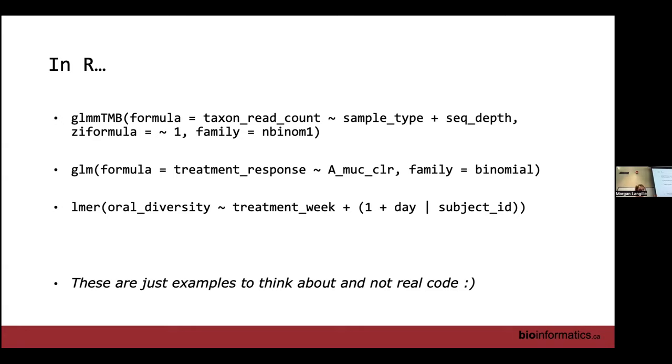And then at the bottom, we've got the mixed effect models with alpha diversity being the response variable. Treatment week would be in there, as well as any covariates that you would be including. And this is how we would model, for example, both a random intercept and random slope for each of the participants. Not real code, just some ballpark ideas. Any questions?